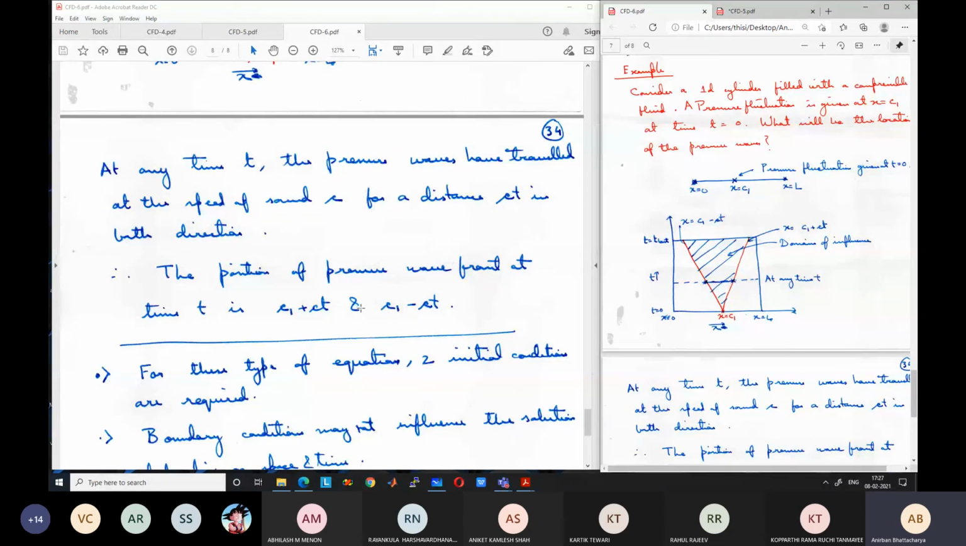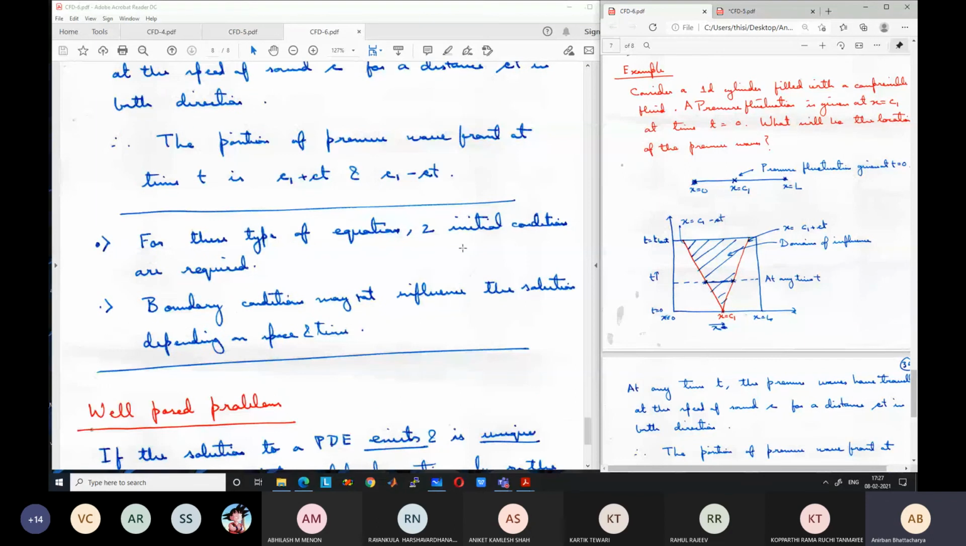For this type of equation, two initial conditions are required, since there is a double derivative with respect to time. Maybe the velocity and displacement, as for the wave equation. And boundary conditions may not always influence the solution, depending on space and time.